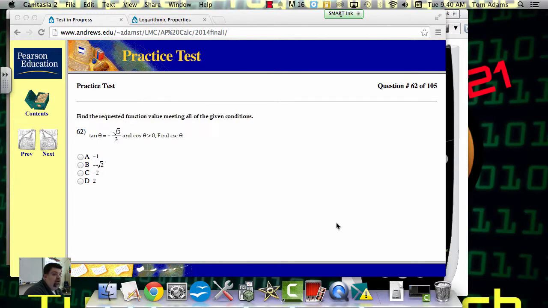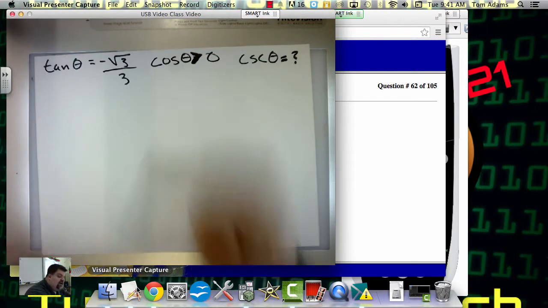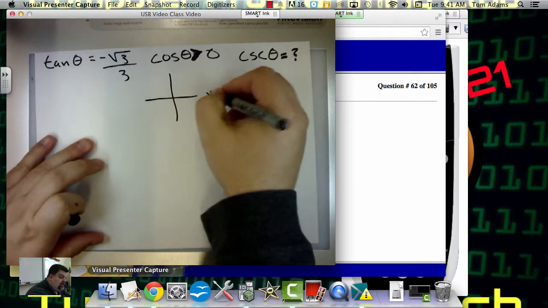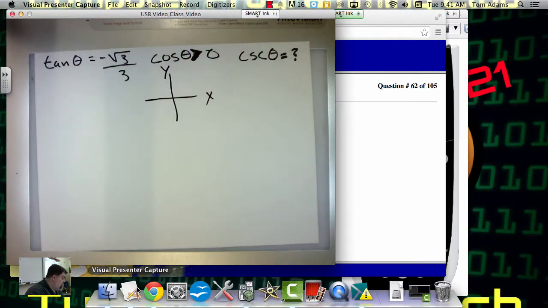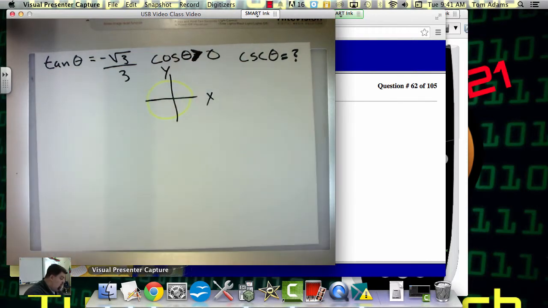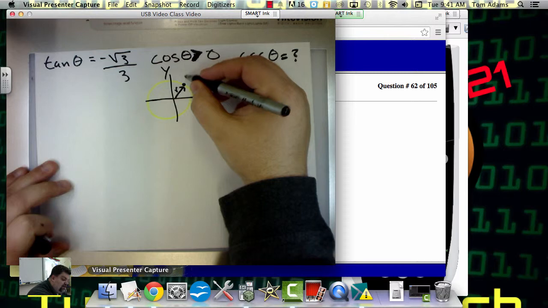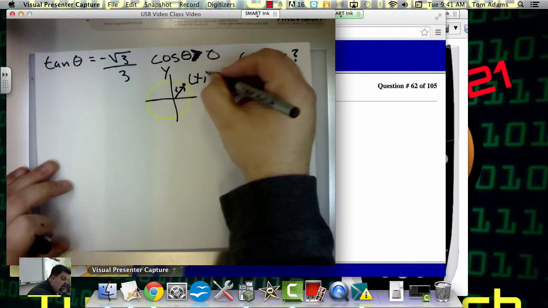61. All right, so for 62, it's very similar, except cosine is positive, and then they want us to find cosecant. So let's unpack that a little bit. So again, if we want to talk about the xy plane, we're going to think again about a standard circle. Again, that's not quite center, but you guys get the gist of it. Again, we have a radius, and then we have the point x comma y.